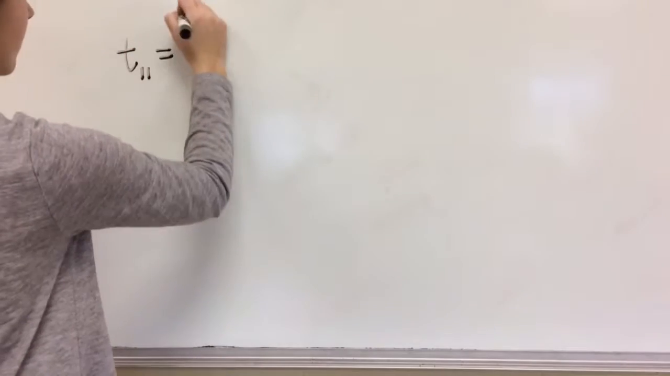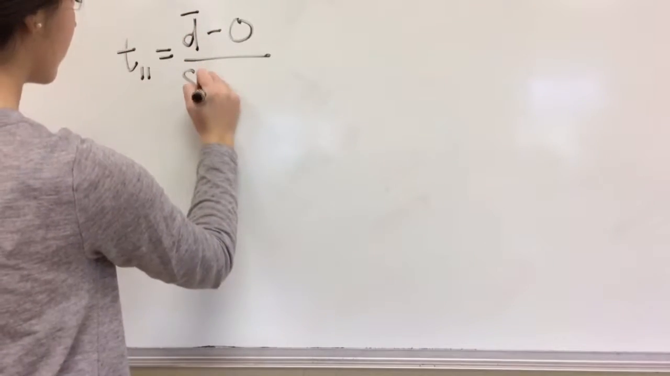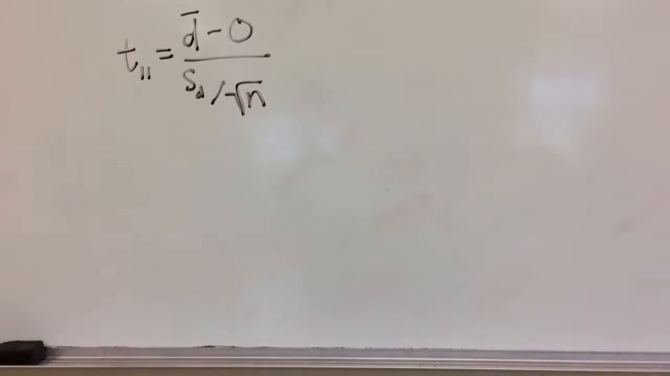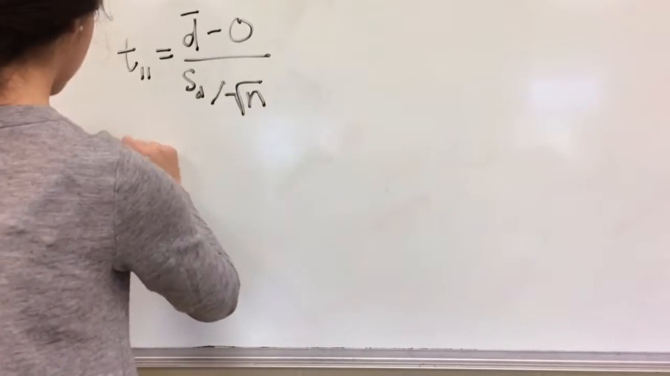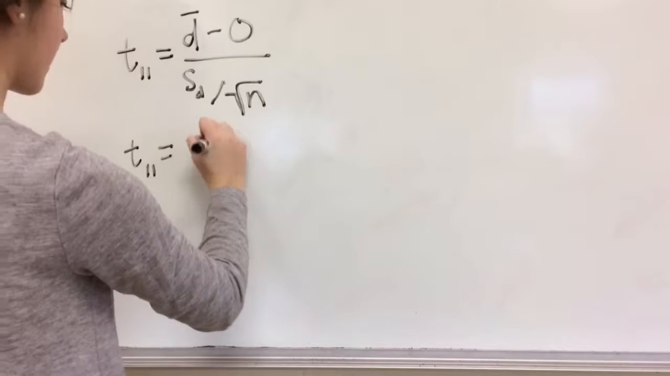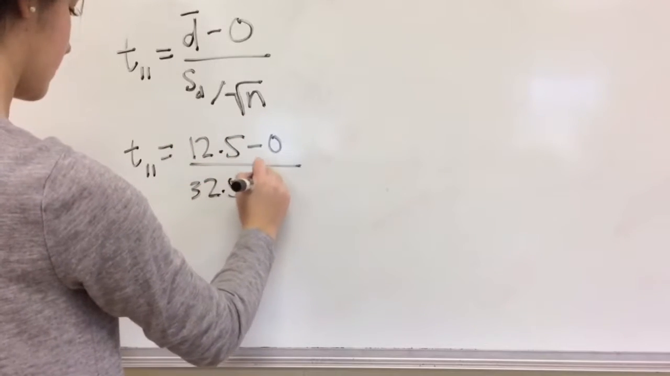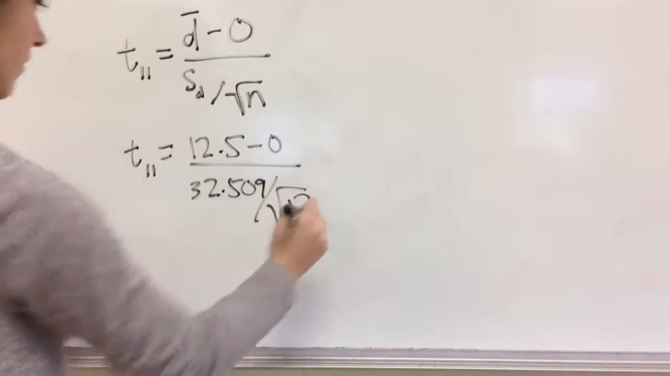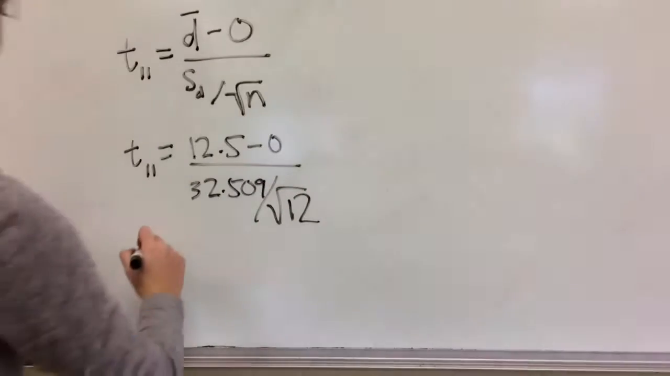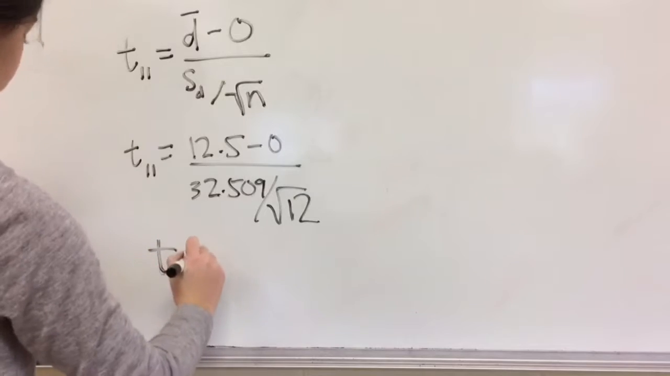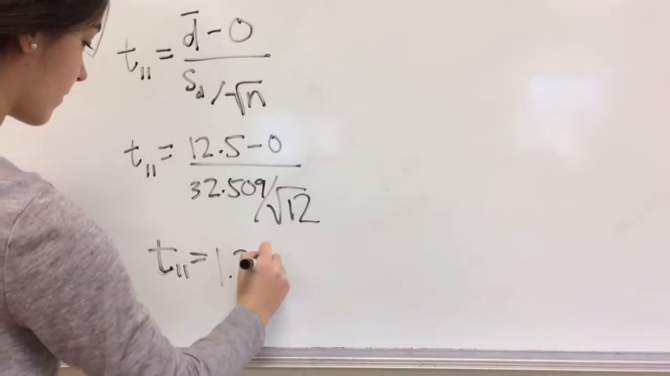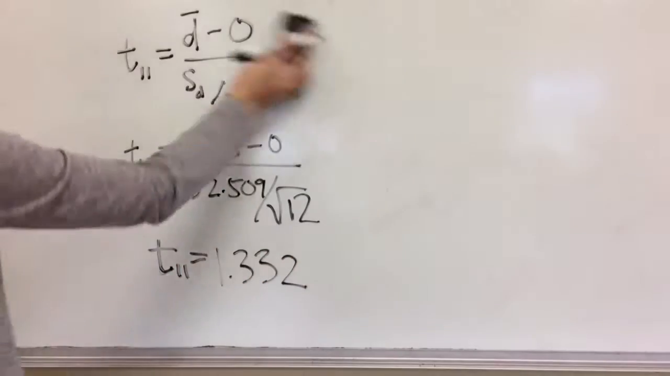So to set up our formula and our calculation, you're going to do t sub 11, since the degrees of freedom are 11, equals d bar, which is the mean difference, minus 0, over the sample standard deviation over the square root of n, the sample size. When you plug in the numbers, you get t sub 11 equals 12.5 minus 0 over 32.509 divided by square root of 12.